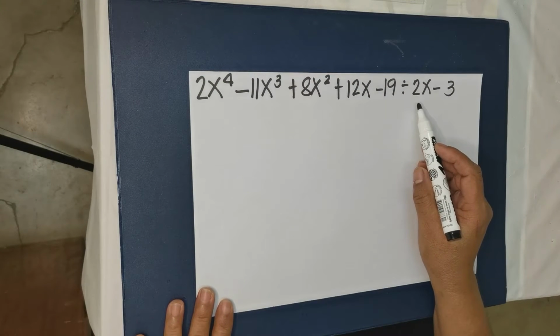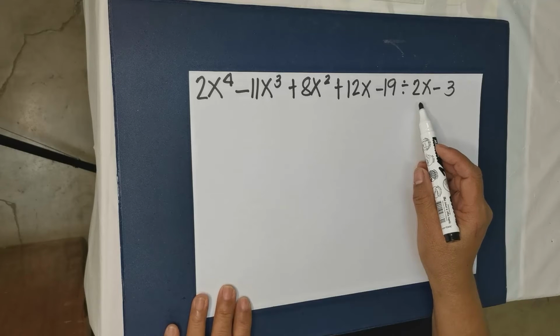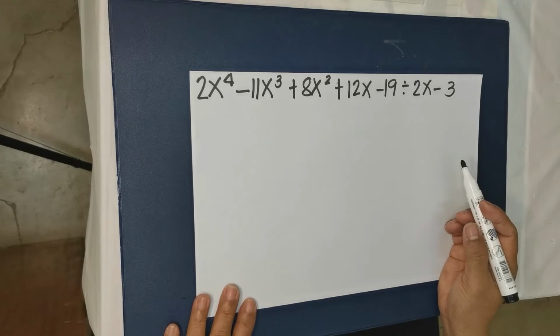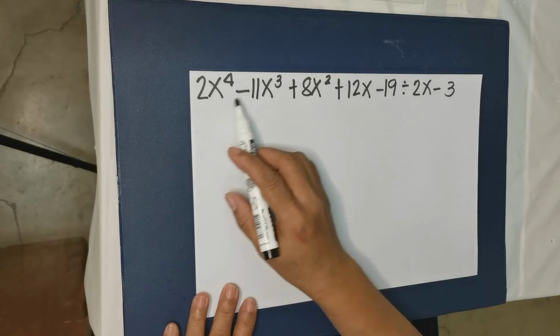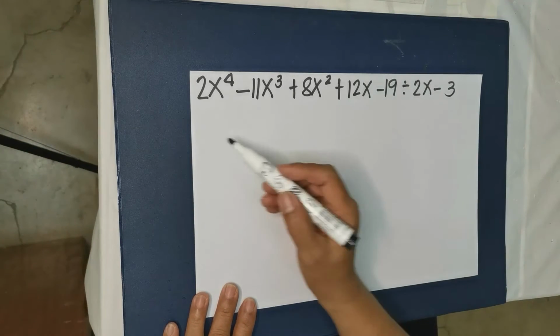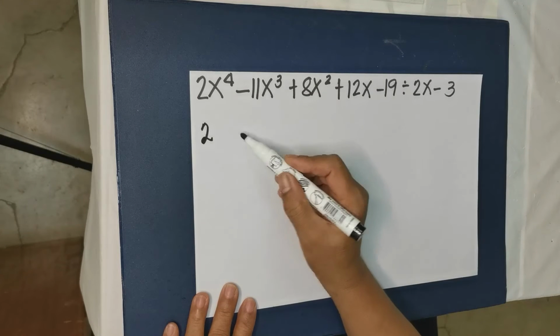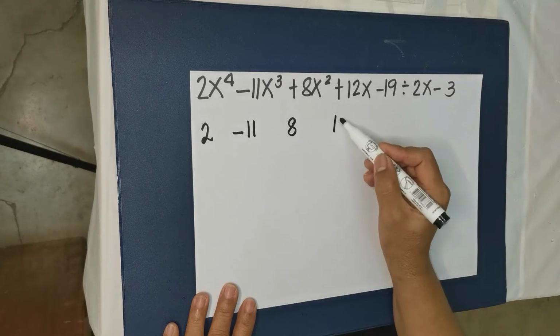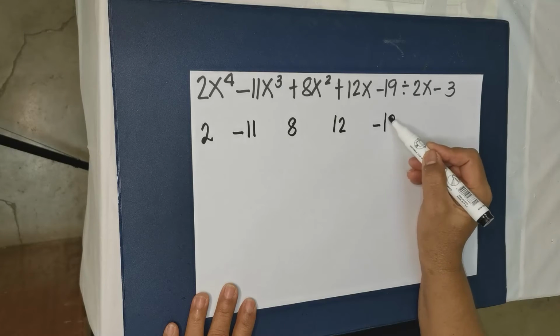So aside from 1, for example, our divisor is 2x minus 3. So, the same process that we are going to do, we bring down, take a look at this. This is already arranged accordingly. So, we bring down your 2. We bring down negative 11, positive 8, positive 12, negative 19.